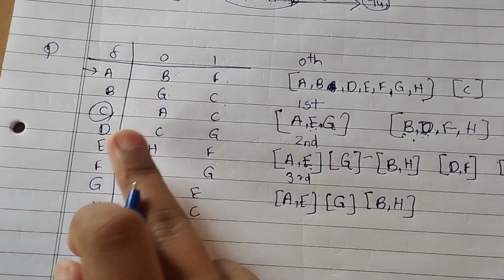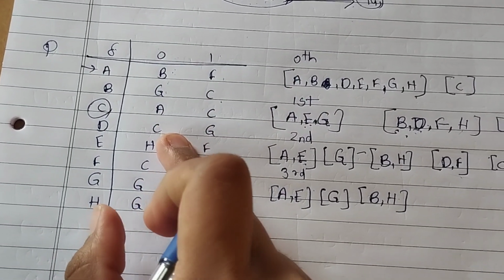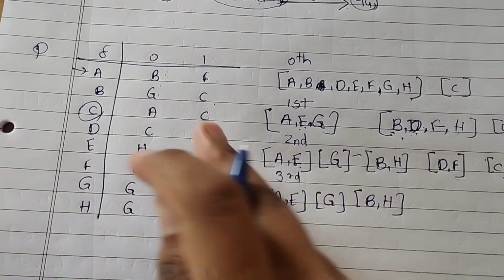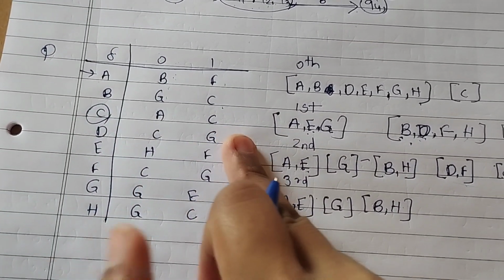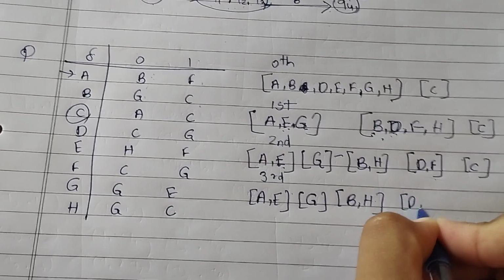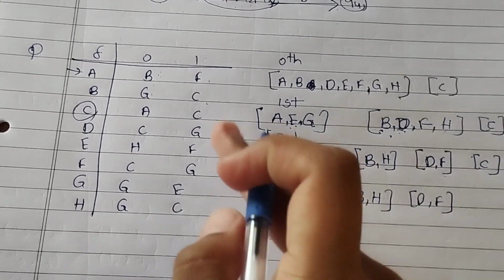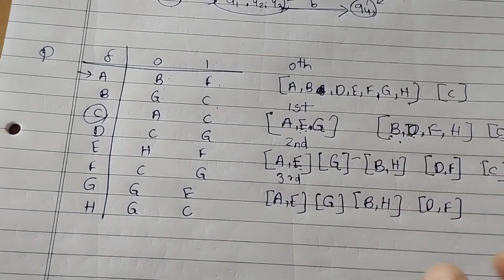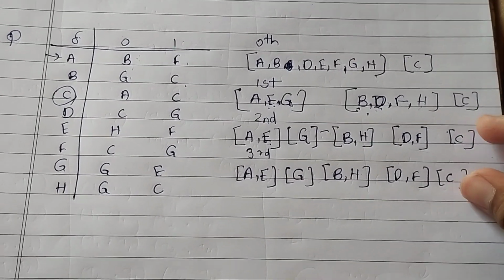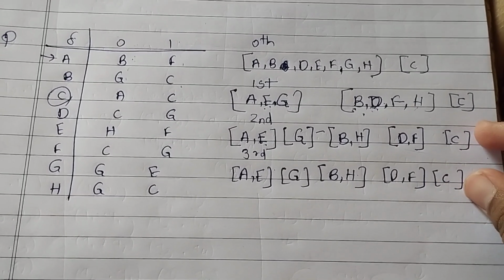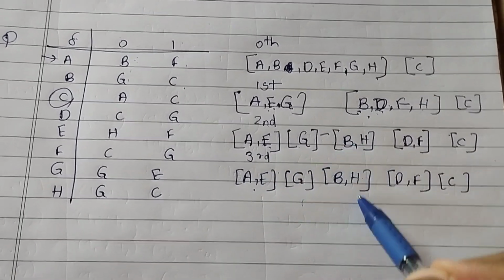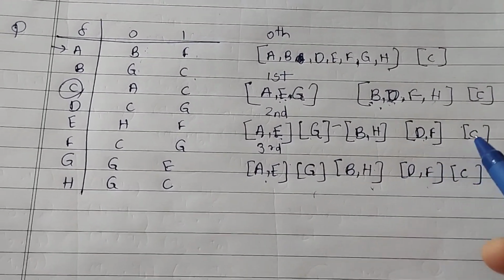Now DF. D reads 0 in C and F reads 0 in C. So C and C again are in the same group. We check 1 also. D reads 1 in G, F reads 1 in G. So D and F is in the same group because G is also present in a single group. Now C is single, so write as it is. Now we get the two equivalents equal: here is A, here is also A, G, G, BH, BH, DF, DF, C, C.